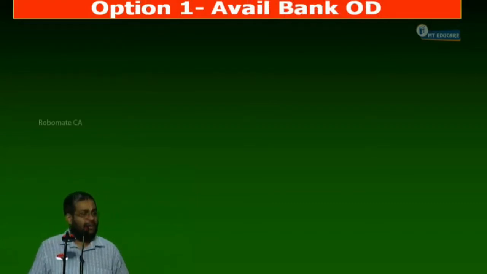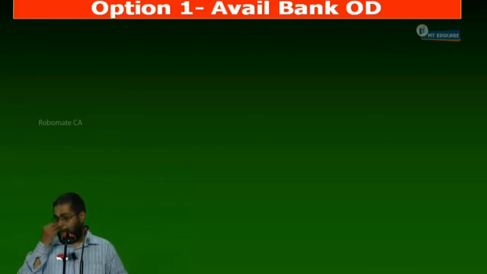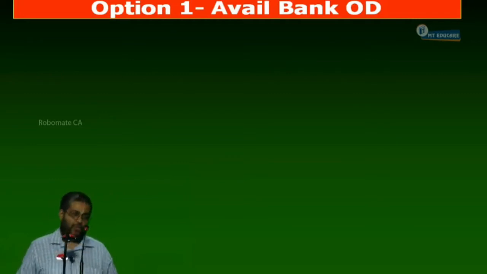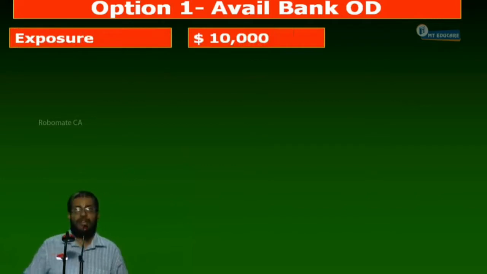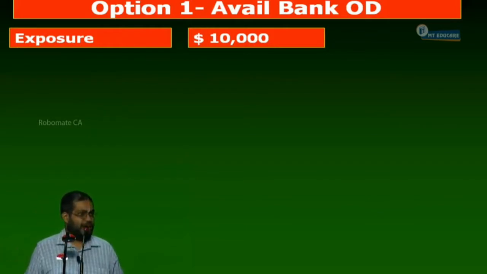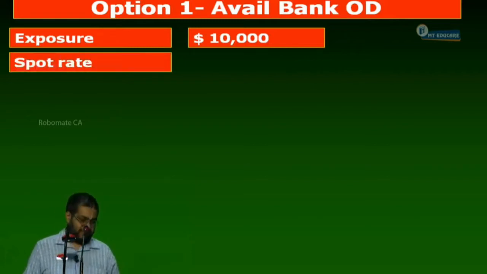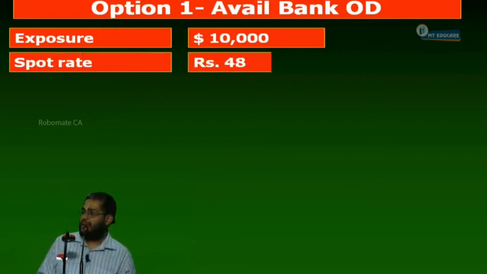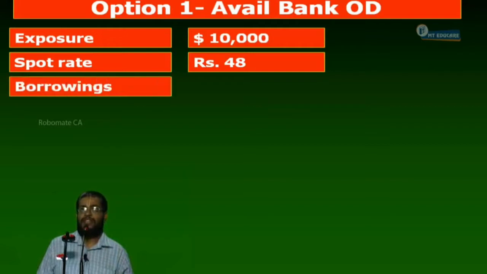Write down option 1. Avail bank OD and pay now. Exposure $10,000. Spot rate. Tell me what the spot rate is here? Rupees 48. Spot rate rupees 48.